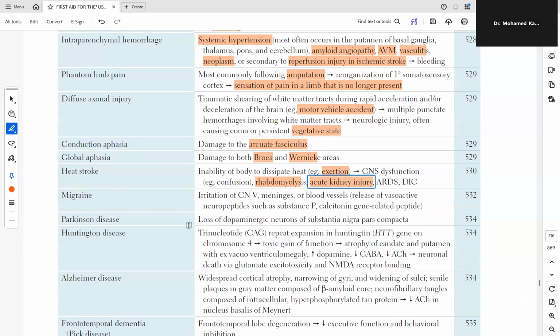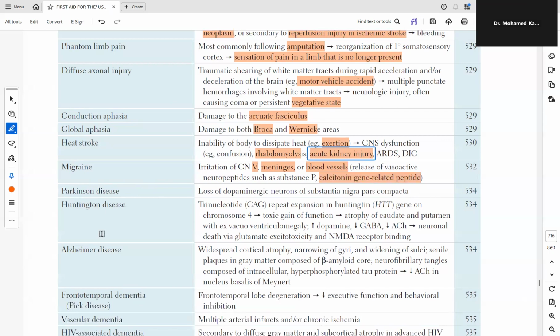Migraine: irritation of cranial nerve 5, the trigeminal nerve, could be one of the causes, or the meninges, or blood vessels, leading to release of vasoactive neuropeptides such as substance P and calcitonin gene-related peptide. Parkinson disease, loss of dopaminergic neurons of the substantia nigra pars compacta. That's why people who are taking treatment for Parkinson's take dopamine in the form of tablets.